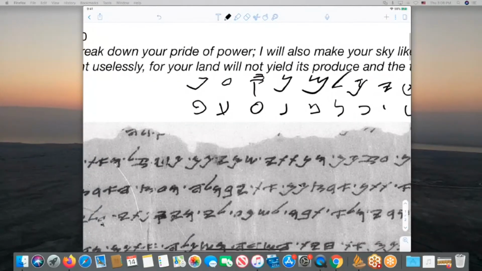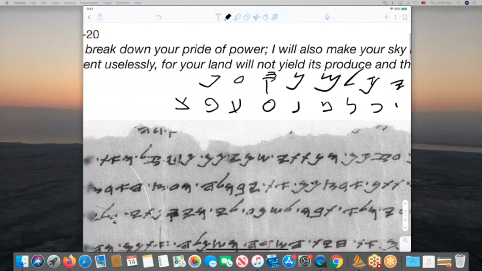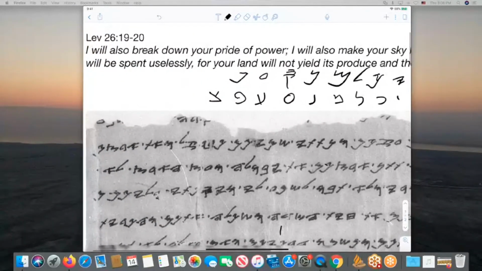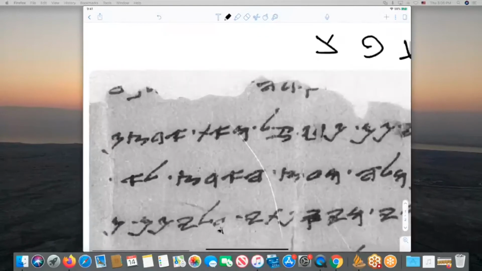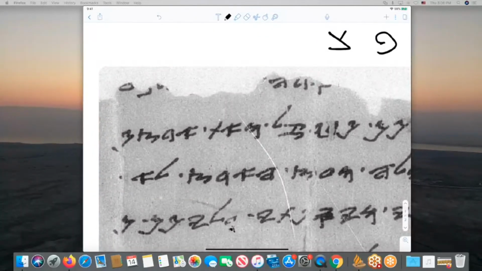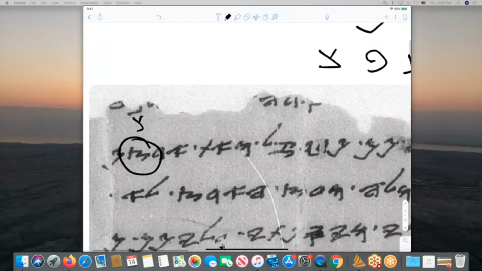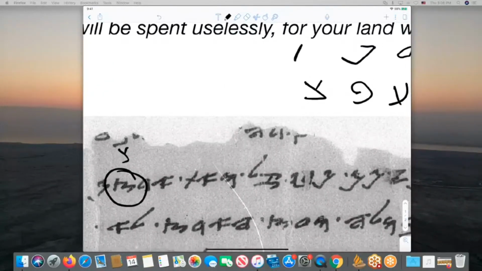The Tzadi, again, no final letters. So there's only one Pei and only one Tzadi. We had a Tzadi right up here for artzachem, for your earth, your land. And so we have a line and then like a lightning bolt coming out of it. Maybe a little. That's a Tzadi.